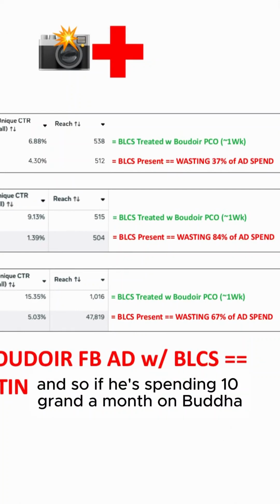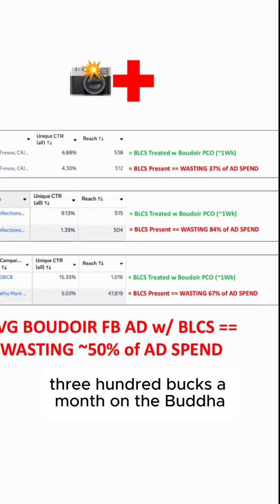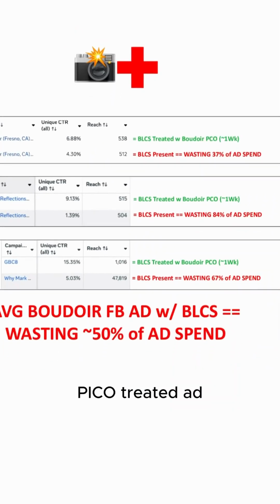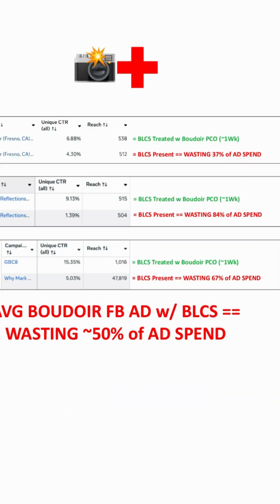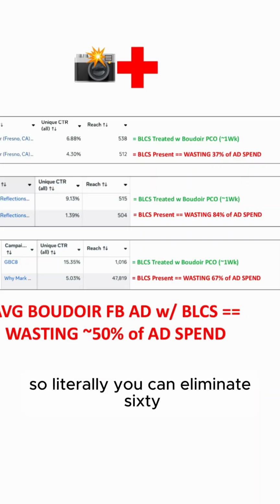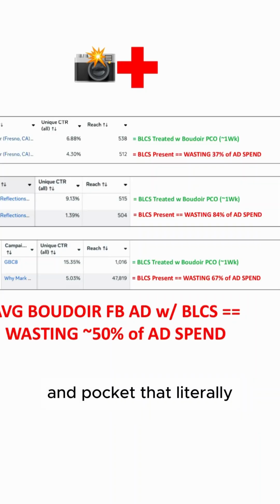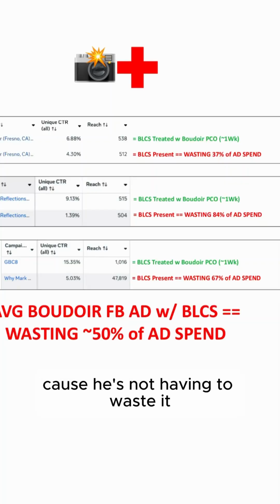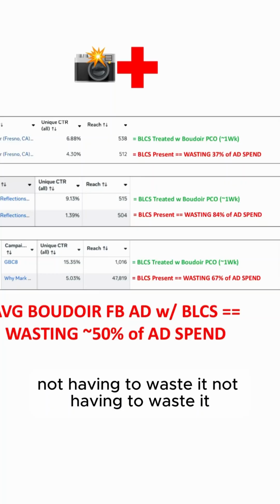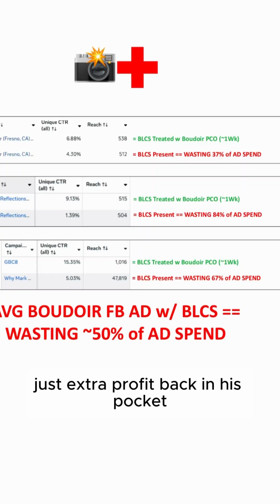If he's spending 10 grand a month on Boudoir Facebook ads on that original, he now only has to spend 3,300 bucks a month on the Boudoir Pico treated ad to get his ad into the same number of women's brains in both scenarios. So literally he can eliminate 6,700 bucks a month in wasted ad spend and pocket that, a phantom bonus every single month because he's not having to waste it. That's like what, 80K at the end of 12 months? Doesn't have to service any clients, nothing, just extra profit back in his pocket.